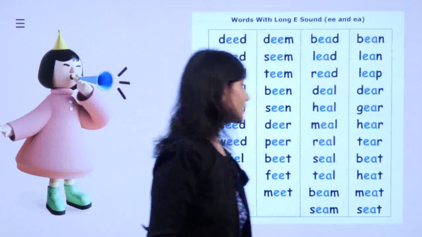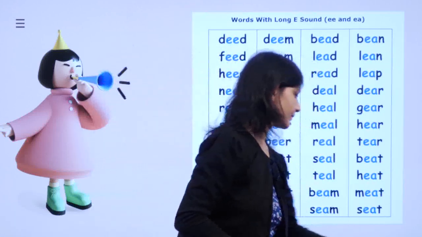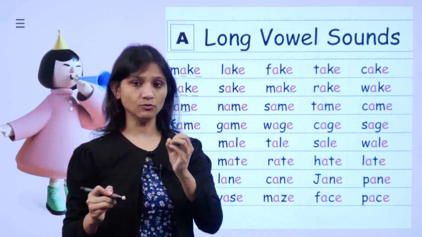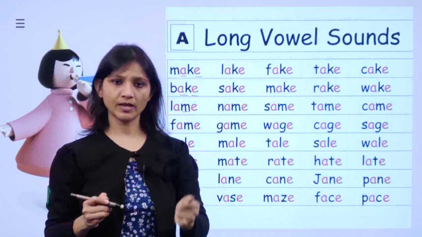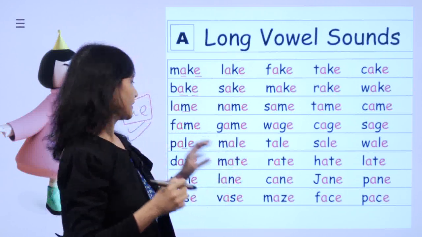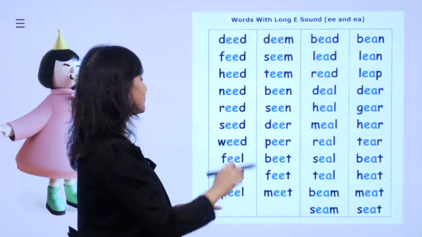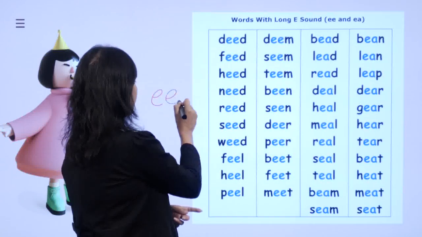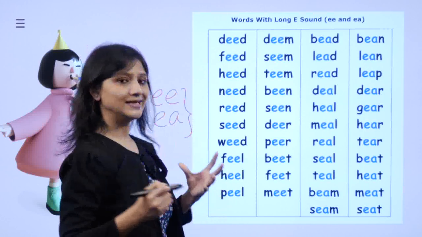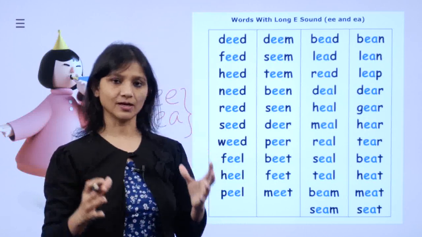Now we are going to see long E sound. So as I told you in the previous section, A and E together, the sound of A and E together is A. We will not say A, we will say A. Now we are going to see the long sound of E. So it could either be E E or E A. In both the cases, the sound is E. Even if it's E E or E A, in both the cases, sound is E.